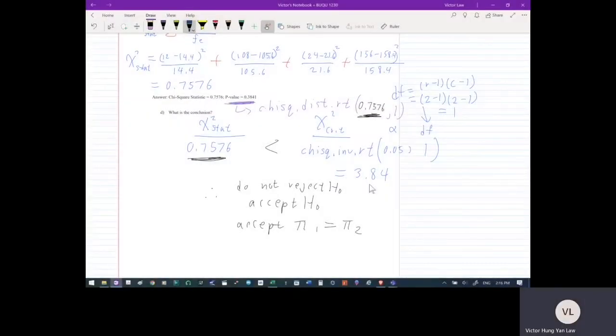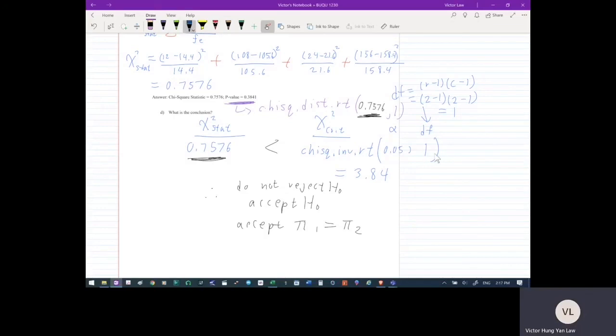Once we calculate the chi-square statistics, we can move on to part D, which is stating the conclusion. We compare the chi-square statistics with the critical value. The chi-square statistics we calculated is 0.7576. We need to calculate the chi-square critical, which is CHISQ.INV.RT. It asks for two variables: alpha as the probability, and the degree of freedom. The degree of freedom is (rows minus 1) times (columns minus 1). Since we have 2 rows and 2 columns, it's (2 minus 1) times (2 minus 1), which gives 1. That's your degree of freedom.